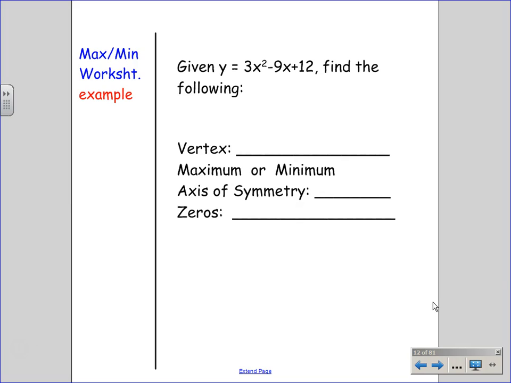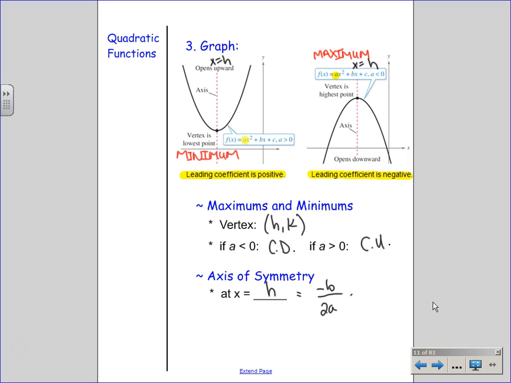So when it asks for the vertex of number 1, what are you going to be able to take right out of the equation? Careful, x minus h. Negative 1, comma 4. So for number 1, the vertex is negative 1, 4. What's the axis of symmetry then, if x equals h is the formula? Yeah, you can just steal negative 1.